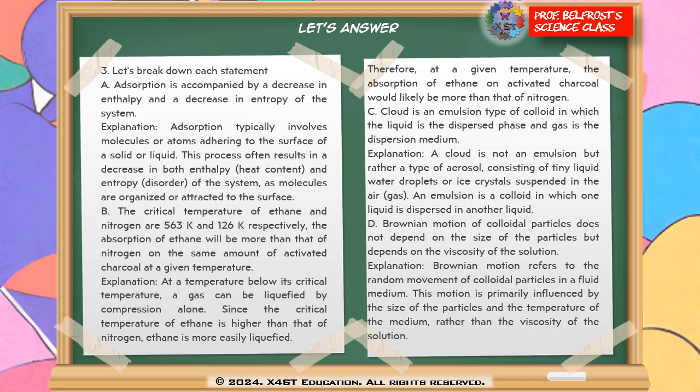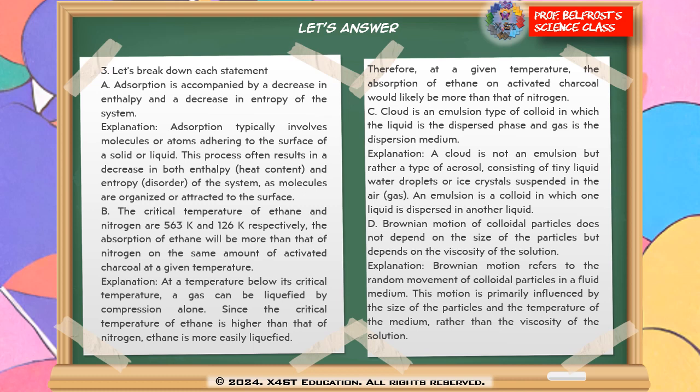Therefore, the adsorption of ethane on activated charcoal will likely be more than that of nitrogen. How about C? A cloud is an emulsion type of colloid in which the liquid is the dispersed phase and gas is the dispersion medium. This is not correct. Let's see why. A cloud is not an emulsion. It is rather a type of aerosol, which consists of tiny liquid water droplets or ice crystals suspended in the air or gas. An emulsion is actually a colloid in which one liquid is dispersed in another liquid. So it's not the same. So C is not correct.